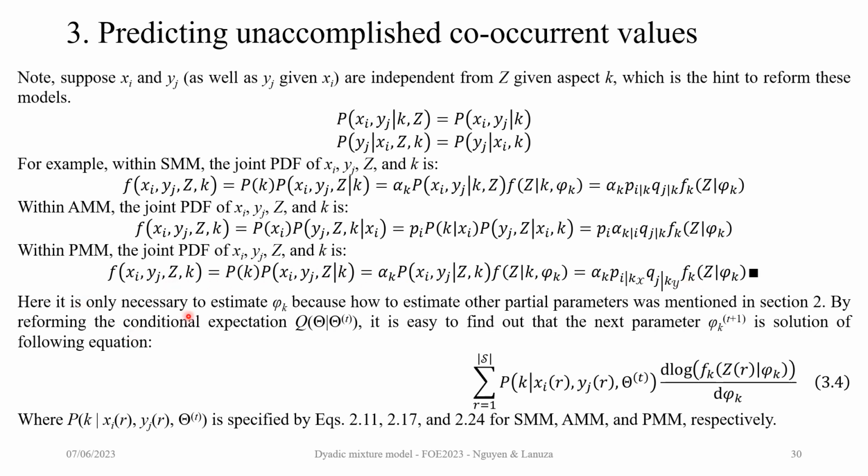Here, it is only necessary to estimate Θk because all the possible parameters were mentioned in section 2. By reforming the conditional expectation Q, it is easy to find out that the next parameter θk^(t+1) is the solution of the following equation 3.4, where Pk is specified by equations 2.11, 2.17, 2.24 for SMM, AMM, BMM, respectively.